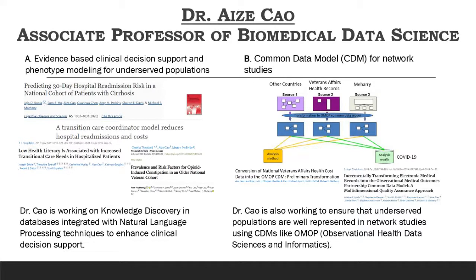She has also done a lot of work on common data model frameworks for network studies. She has done a lot of work on Veterans Affairs healthcare records, and she is now working to ensure that underserved populations are well represented in network studies using these common data models like OMOP, or Observational Health Data Sciences and Informatics.